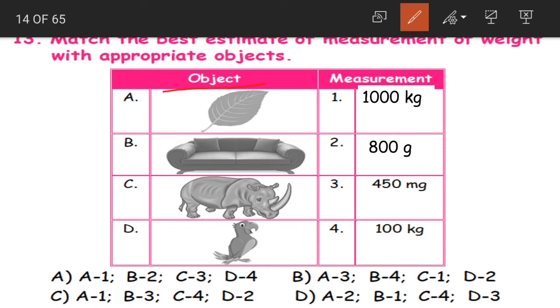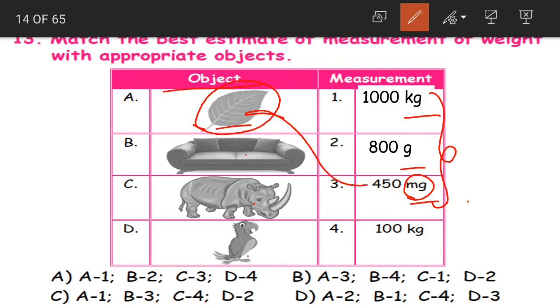Now from the given objects, which is the object with the lightest weight, children? Is it a leaf, sofa, rhinoceros, or the bird? It is our leaf. Yes, leaf is the object with the lightest or the least weight here. Now from the given options we are having kilograms, grams and milligrams. Which is used to measure the lighter objects, that is the least? The least one is milligrams. So the object leaf can be matched with 450 milligrams.